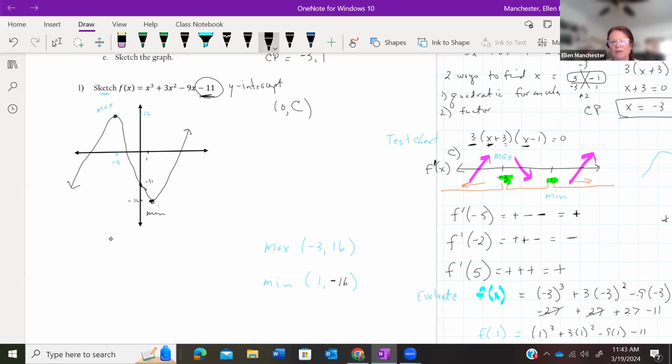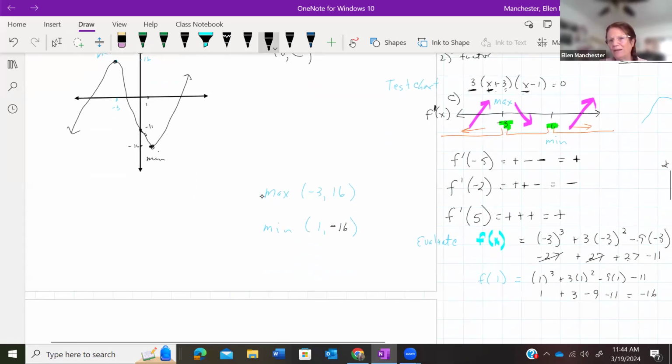y-intercept. Okay, so that is the process. You find the domain, you find the derivative, you set it to 0 because you are looking for critical points. That's the whole point. You're looking for critical points. Then you're going to set up your test chart, figure out what your slope is doing, increasing or decreasing, find your max or min, and then evaluate to see where that max or min sits.